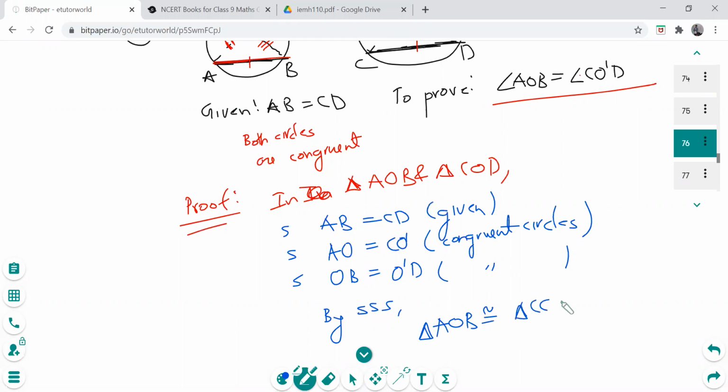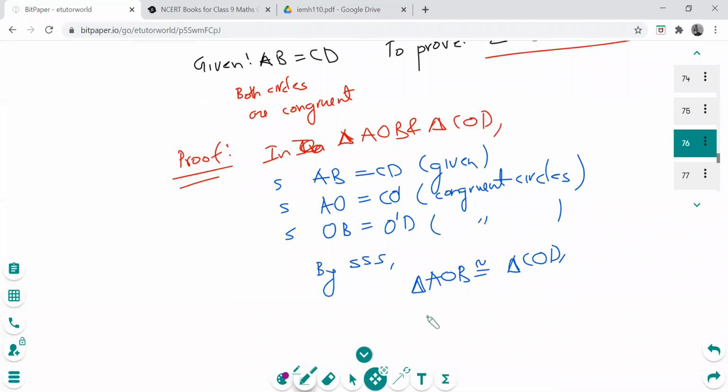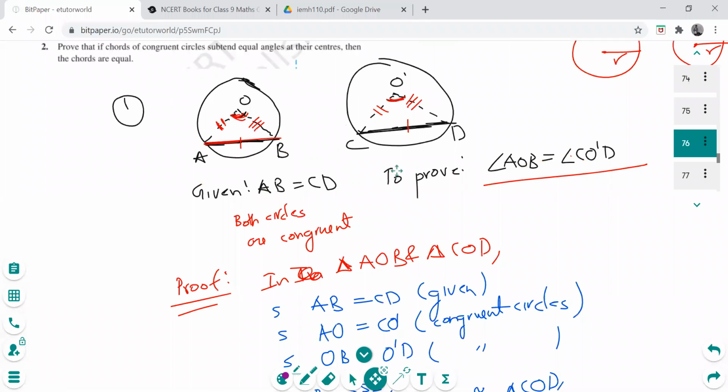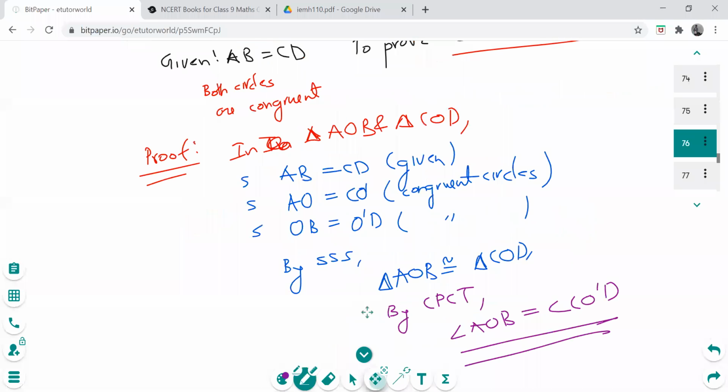And if they are congruent, what can we use to prove that angles are equal? Yes, CPCT. By CPCT, we can say that the angle AOB is equal to angle CO dash D. Angle AOB is equal to angle CO dash D. And we are done. That's the proof.